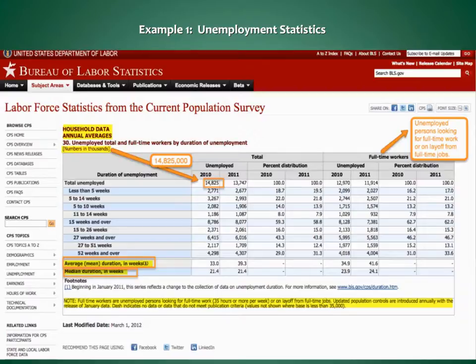Total unemployed is furthest to the left. Next, less than 5 weeks and 5 to 14 weeks, slightly indented, these are subtotals. Indented even further are the individual entries for 5 to 10 weeks and 11 to 14 weeks. These lines added together will equal 5 to 14 weeks. This pattern continues down the table.